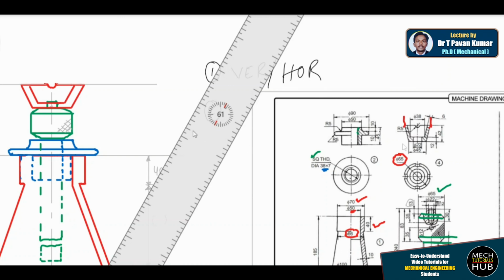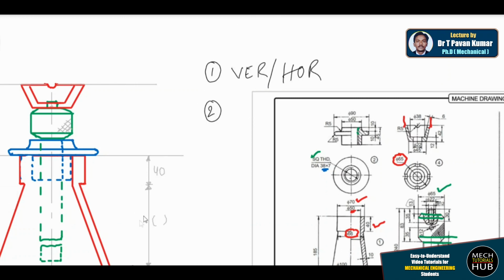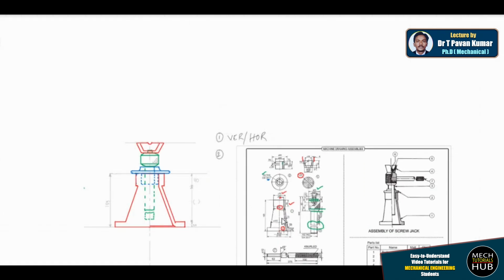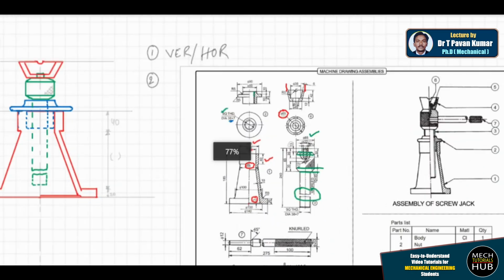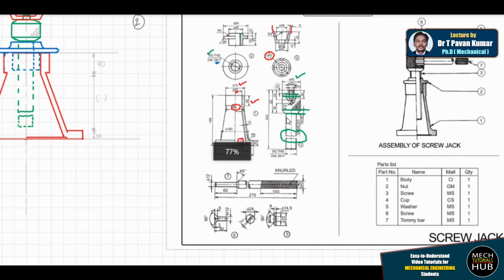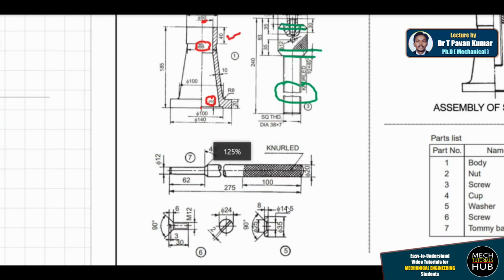So in the question you find one more component. Let me show you the question. Here, if you could see, you find part number 6 and 5. Part number 5 is a washer, 6 is a screw. This screw is maintaining a diameter of 12. Here the hole is maintaining a diameter of 12. I'm not talking about this hole, I'm talking about the screw hole. This is another view of this particular component, the side view.